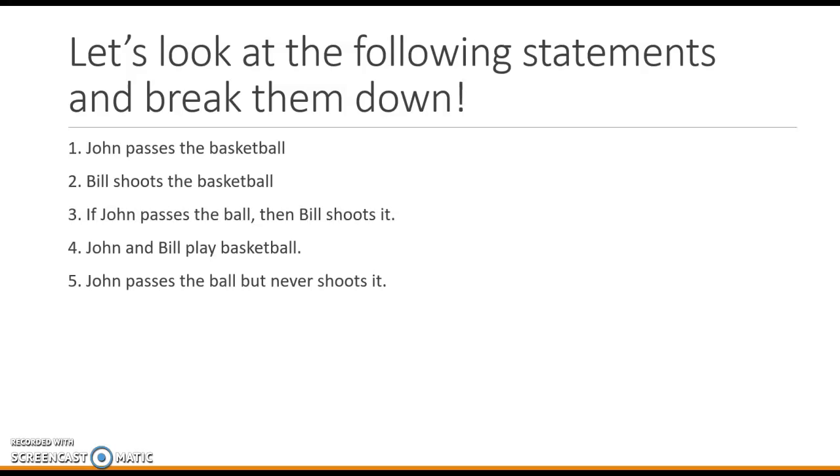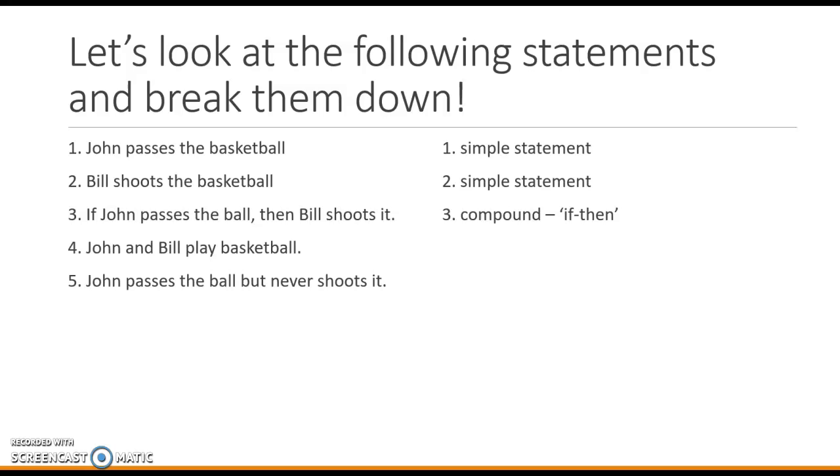Number 1, John passes the basketball. That is a very simple one idea. Therefore, it is a simple statement. Number 2, Bill shoots the basketball. Again, one statement, simple, one idea, simple statement. Now let's get to number 3. If John passes the ball, then Bill shoots it. Now we have 2 ideas, right? We've got John passing the ball, Bill shooting the ball, and an if-then statement. So we have a compound statement with if-then being our connective.